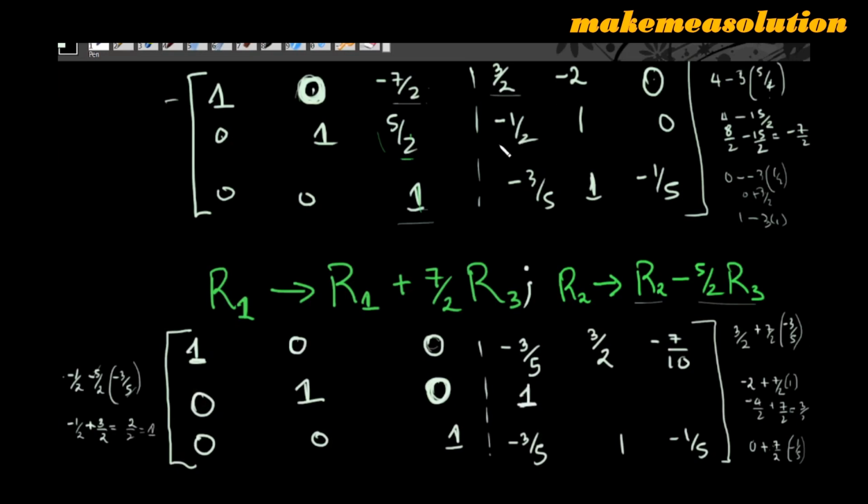So remember, minus 1 over 2, that's R2 minus 5 over 2 R3. So minus 1 over 2 minus 5 over 2 times this value will give you 1. So you now have 1 minus 5 over 2 into what? 1. So if you do the maths, you have 2 over 2 minus 5 over 2, which is negative 3 over 2. Is that okay? So you can put this one as negative 3 over 2.